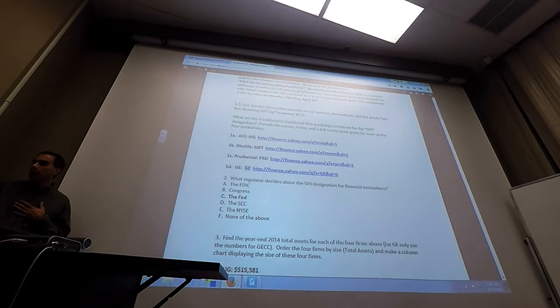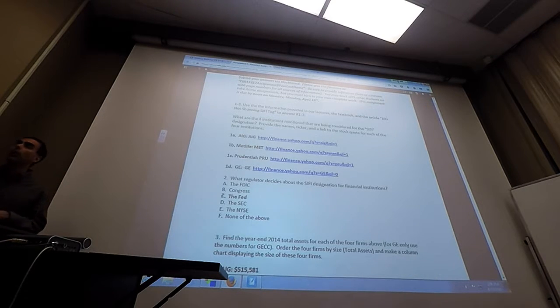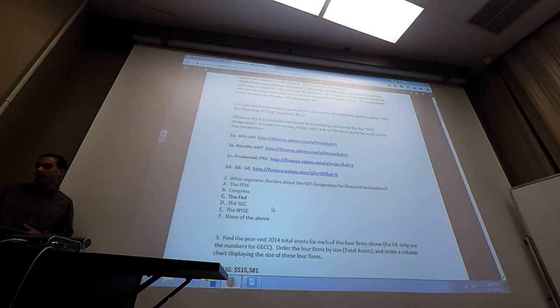Now, for the most part, you're okay with number one, just identifying those four firms. Number two, the regulator that decides this whole SIFI designation, it is the Federal Reserve. Technically, there's a committee that's drawn from the Federal Reserve, plus a couple other government officials, but the article still talked about this coming from the Fed. So the Fed is the main regulator that decides this whole process.